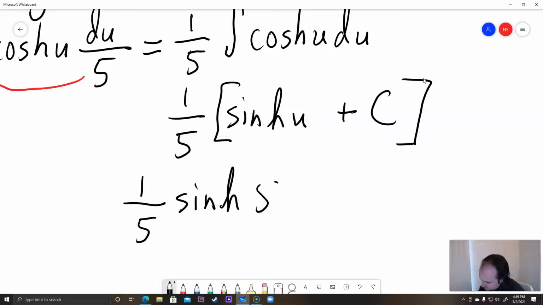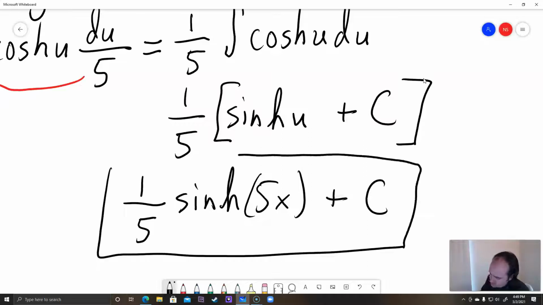Okay, so we're going to have sinh of 5x plus c. Okay, 1/5 sinh of 5x plus c. And one nice thing to notice when you're doing integrals is if you have a composite function and on the inside you just have a number times the variable, like this 5x, notice that you actually end up dividing by that constant in your answer.